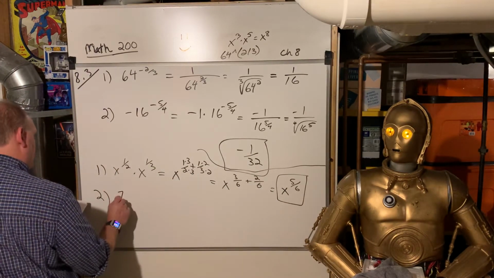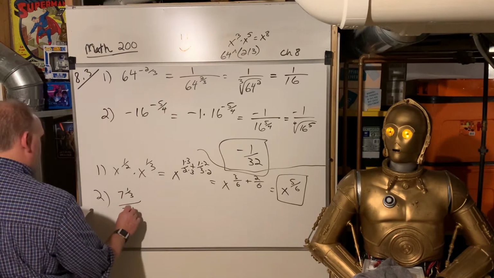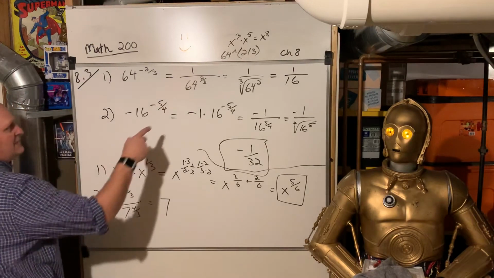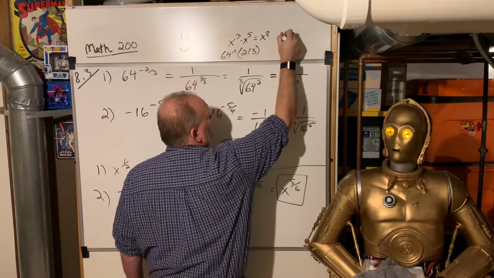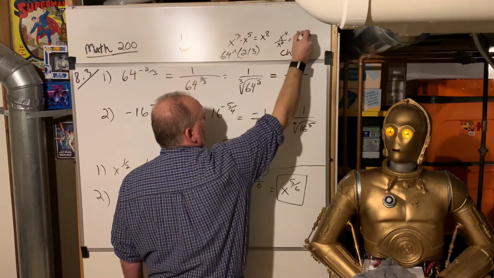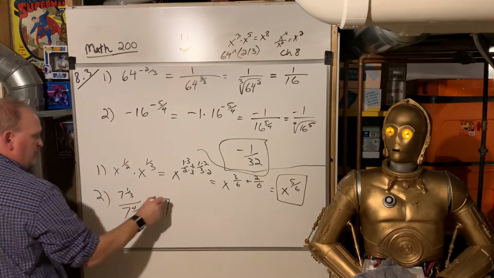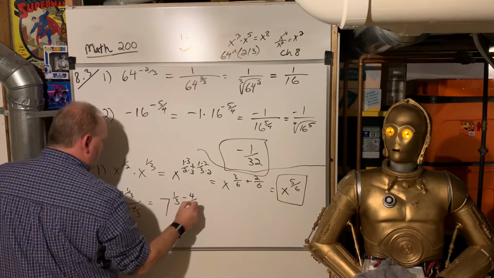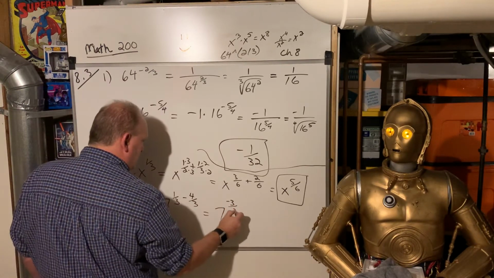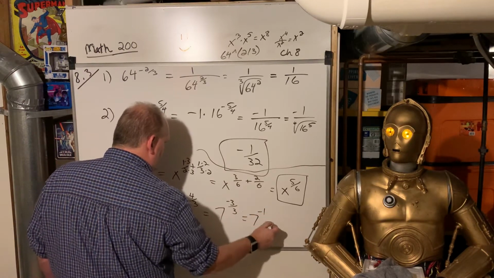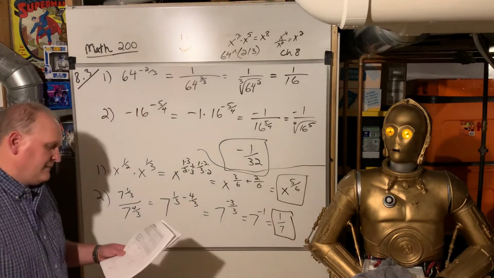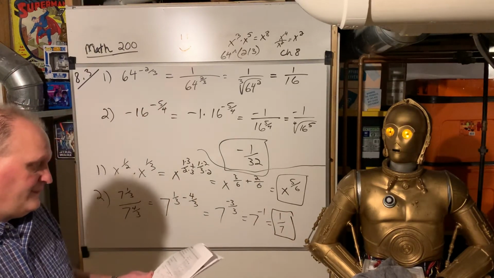2, we have 7 to the 1/3 over 7 to the 4/3. Okay, so that is 7. Remember when we had easy ones like x to the 4th over x to the 2nd, you just say 4 minus 2 is 2, so x to the 2nd. This one, it's a little harder. It's 1/3 minus 4/3. So that is 7 to the negative 3/3, which is 7 to the negative 1, which is 1 over 7 to the 1st, or just plain old 1 over 7. So that one is 1 over 7. All right.